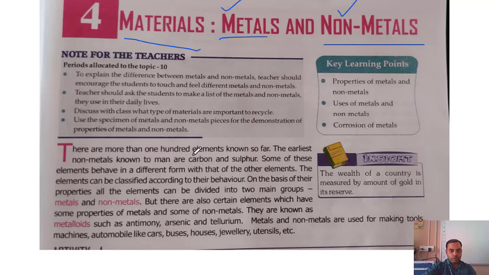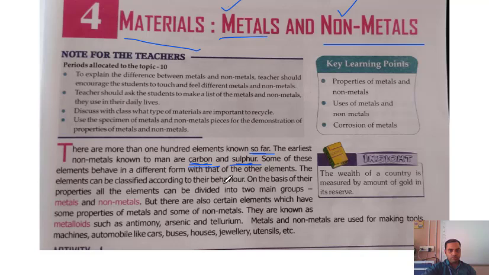So there are more than 100 elements so far. Till today, more than 100 elements have been discovered. The earliest non-metals known to man are carbon and sulfur. These two are the very old non-metals that were known to man. Later on, different types of non-metal as well as metal came into the picture.